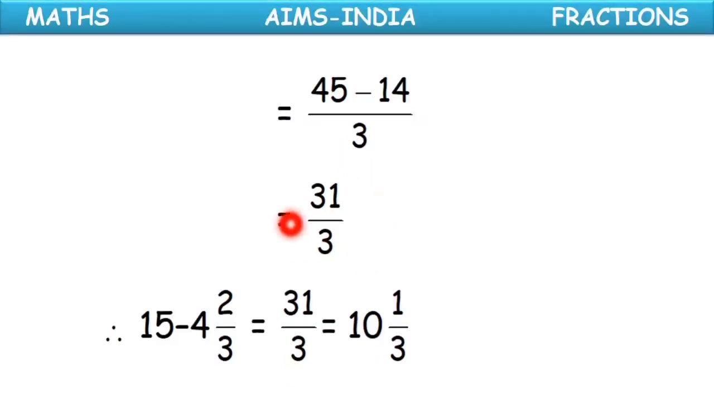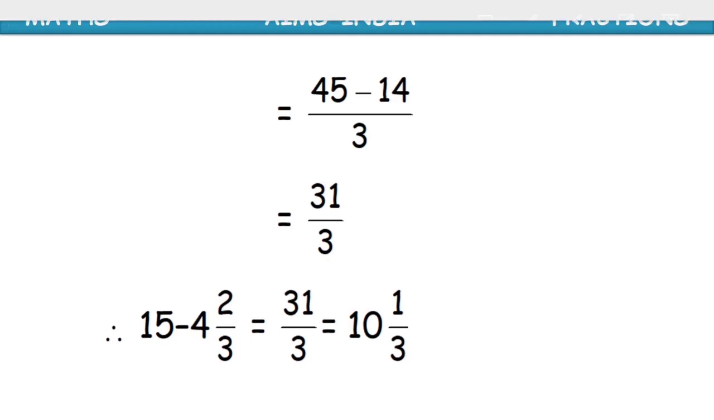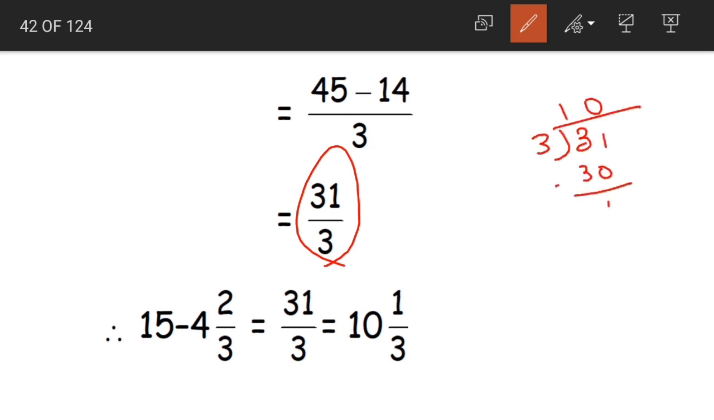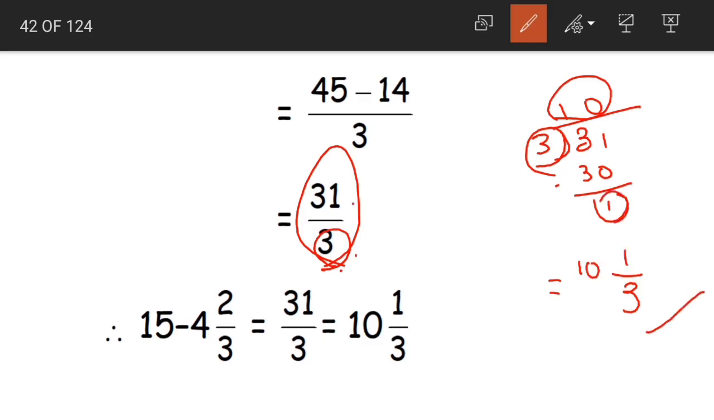Sorry, subtract 4 2 by 3. Now again, as the question was given in mixed fraction, let us convert this 31 by 3 into a mixed number. We have 3 tens are 30. When we subtract, 1 will be our remainder. How to write it, children? As I have said in the previous class as well, 3 is the denominator, so keep 3 as the denominator here also. And then the quotient becomes the whole number, the remainder becomes the numerator. So 31 by 3 is equal to 10 1 by 3.